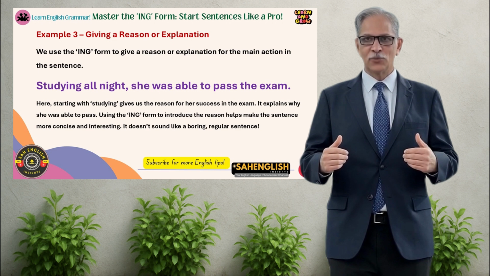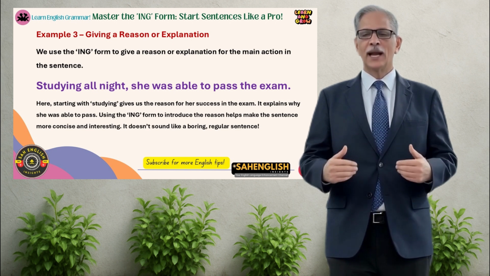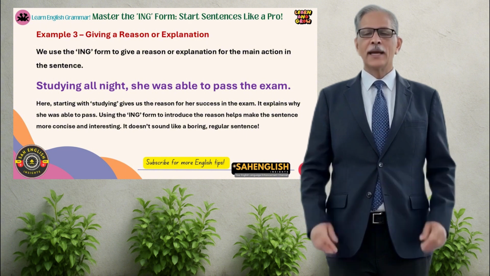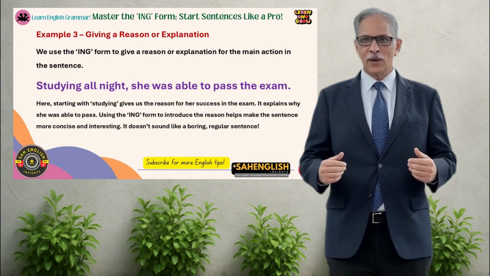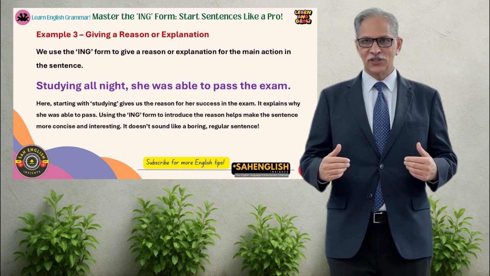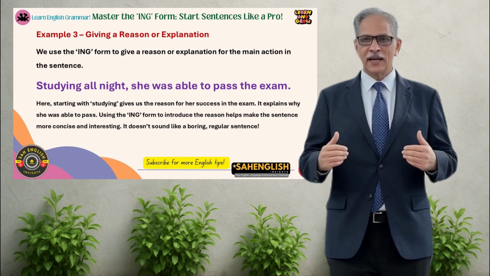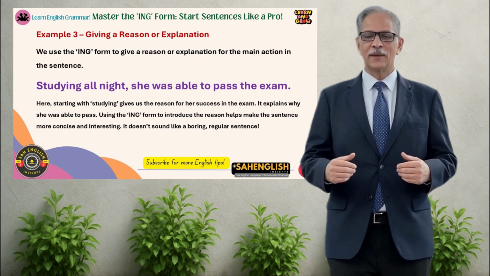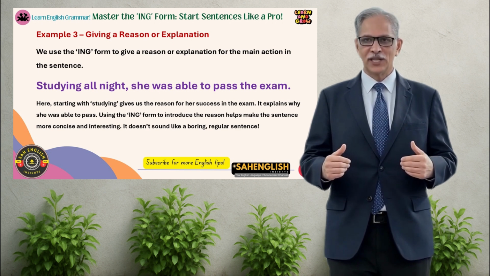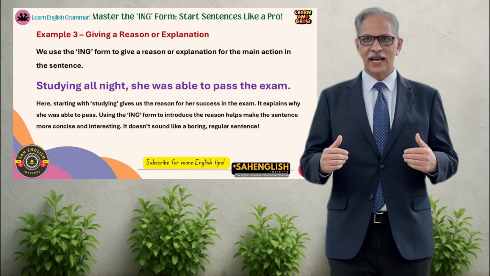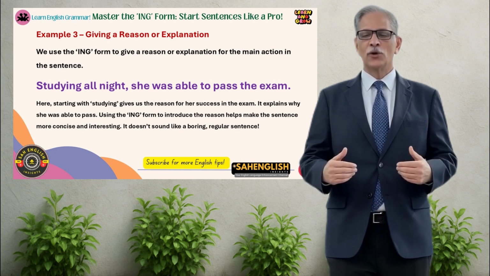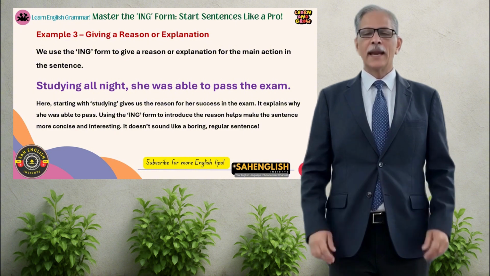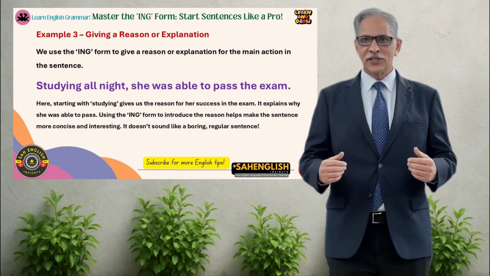Example 3. Giving a reason or explanation. Finally, we use the ing form to give a reason or explanation for the main action in the sentence. Take this example. Studying all night, she was able to pass the exam. Here, starting with studying gives us the reason for her success in the exam. It explains why she was able to pass. Using the ing form to introduce the reason helps make the sentence more concise and interesting. It doesn't sound like a boring regular sentence.